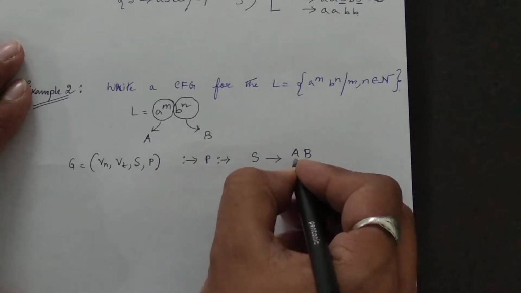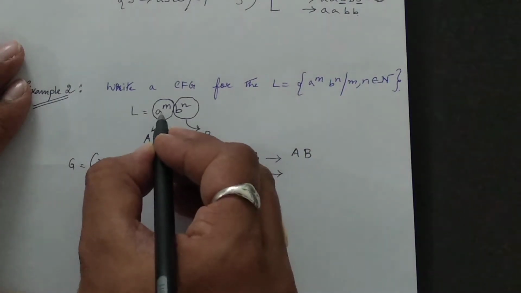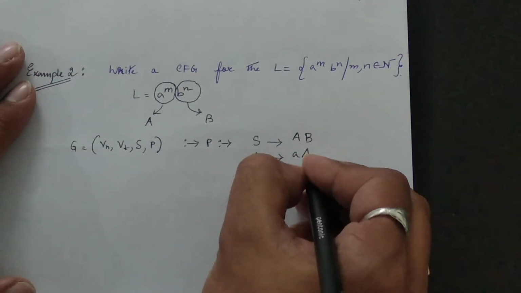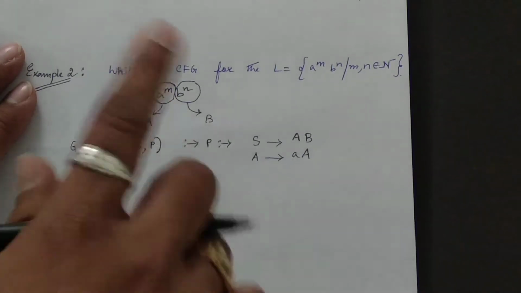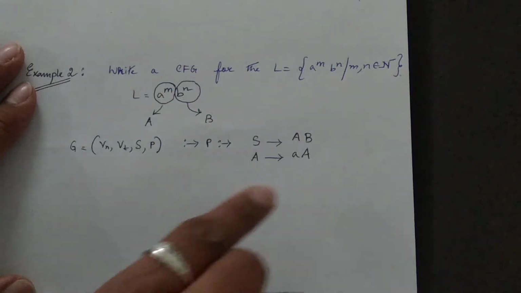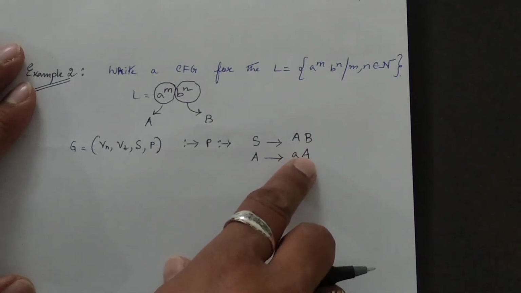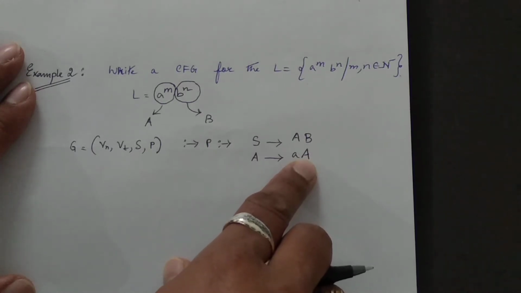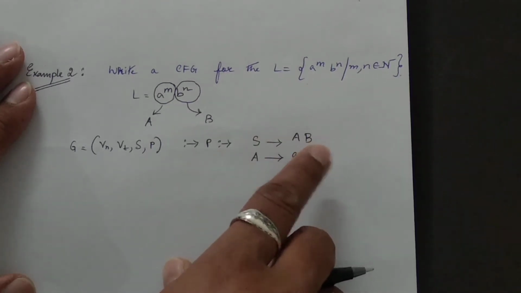Now I will turn to capital letter A. What does it signify? Only small letter a, right? So I will take A tends to aA. Why? Because this is not a finite string. This is an infinite string. This is a loop, right? If I want 2 times a, then I replace capital letter A by aA, and 2 times a I got. Again, if I want 3 times a, I will replace that capital letter A by one more aA, and then 3 times a I will get.